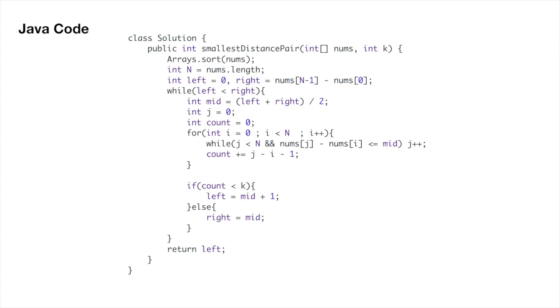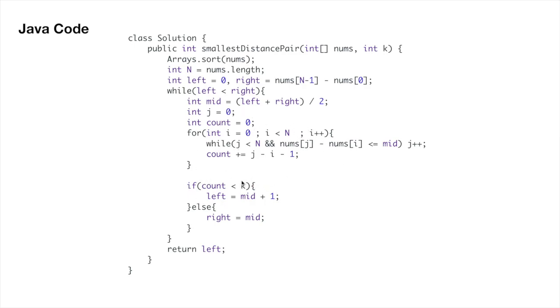Okay, let's take a look at the code here. Firstly, sort the array and calculate the data range. And this part is our binary search. In the binary search, we have a sub-algorithm to calculate the count. And just like the steps I introduced before, calculate the total count.